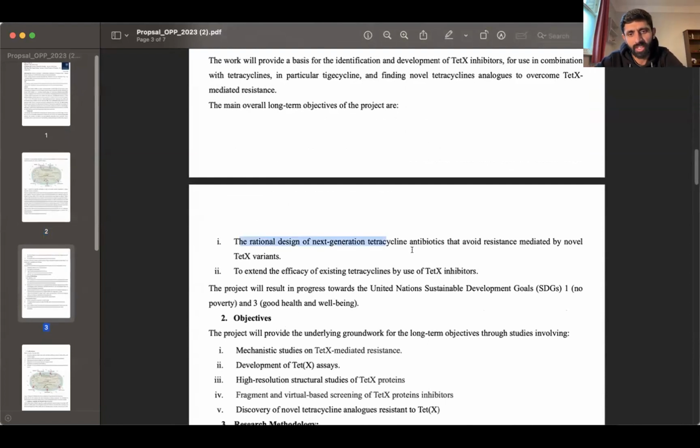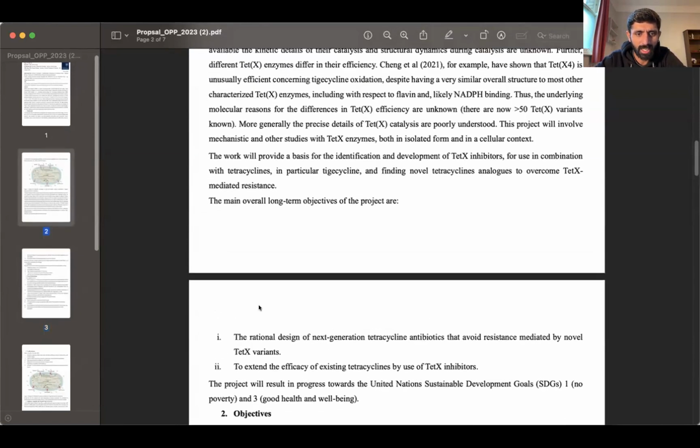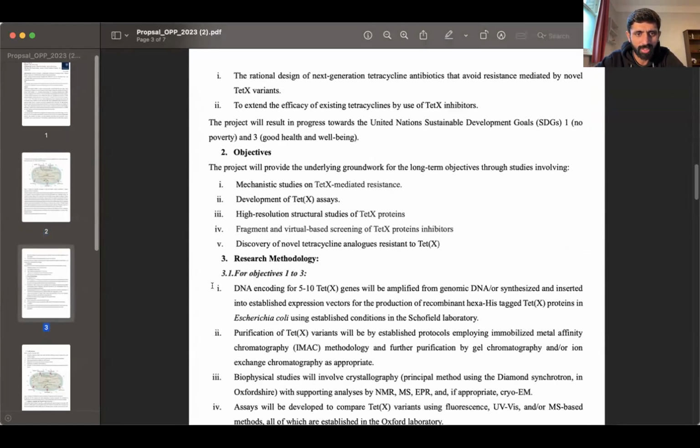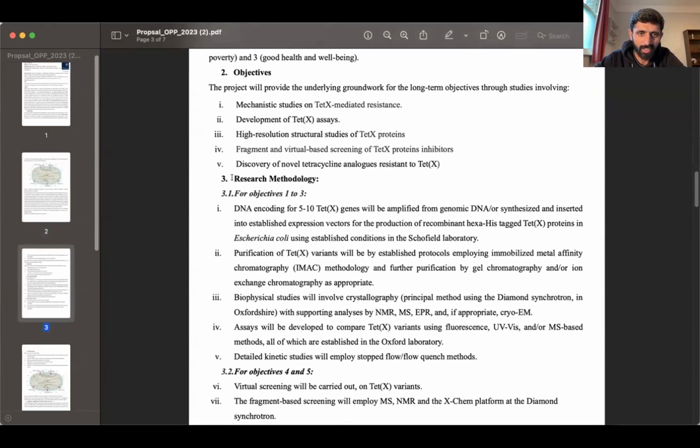The main objectives I have written here are the rational design for next-generation tetracycline antibiotics that avoid the resistance mediated by novel TetX variants, and the extended efficacy of existing tetracyclines by use of this and that. After that, I put my short-term objectives and, as I defined earlier, how to write a research methodology. I write for objectives 1 and 3.